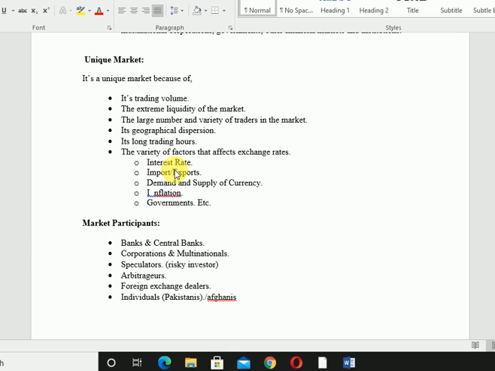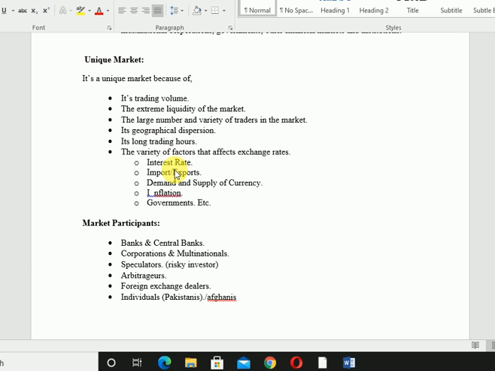Number one, interest rate. When the interest rates are increasing due to inflation, clear? So the exchange rate will also increase. Those countries where there is an increase in the interest rate, the exchange rate will also increase. One factor that affects the exchange rate is interest rate. And when the interest rate is controlled by the government and decreasing, the exchange rate will also decrease.